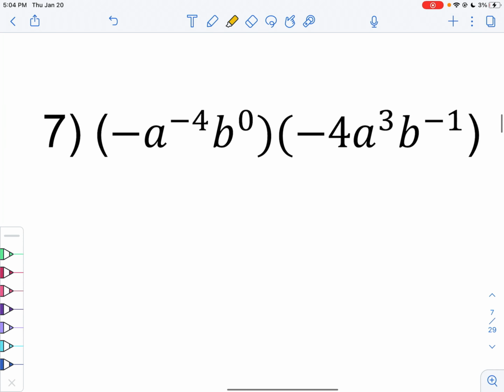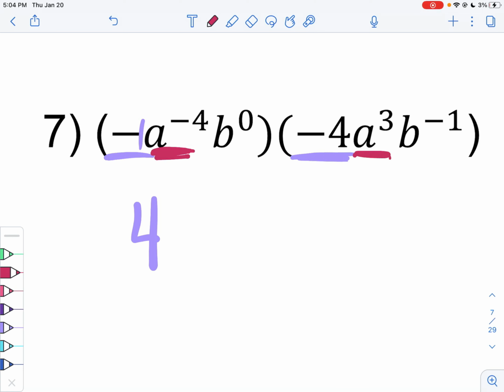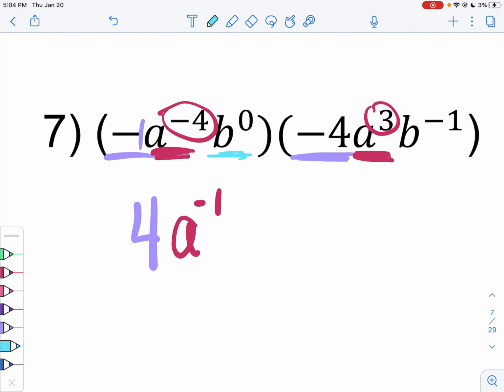Okay, last problem. In front of that a is a -1. Here we have a -4. So -1 times -4 is 4. Here's an a, here's an a. Add those exponents together and we get -1. Here's a b, here's a b. Add those exponents together, -1.